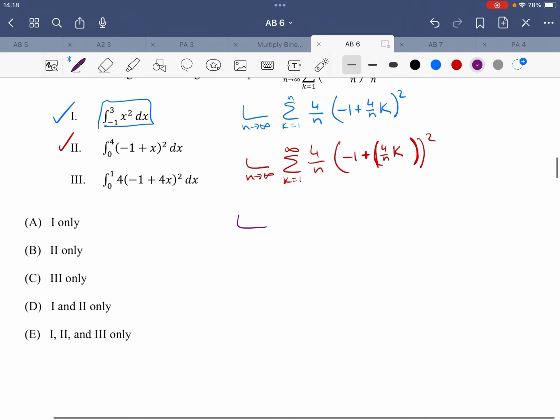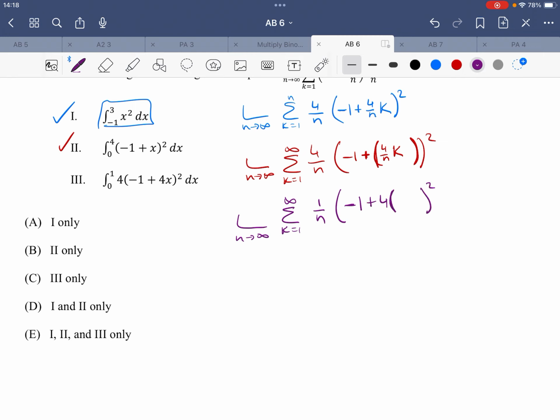And then lastly, for the third one, and I think this is the trickiest one because of that 0 to 1, that might be confusing, but I think it's going to work also. I'm going to do b minus a, so in this case it's only 1 over n, and then times our function, and the function is going to be -1 plus 4 squared, and this is where our x goes. The x is going to be big jump, that's 0, plus small jump, and the small jump is going to be k over n. And 4k over n minus 1 squared.